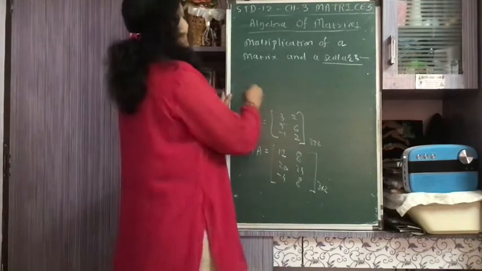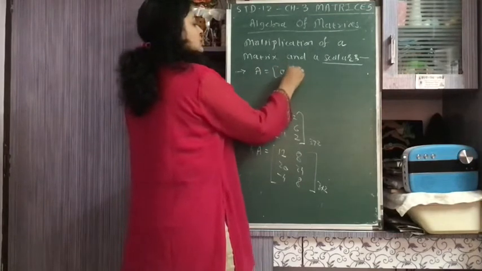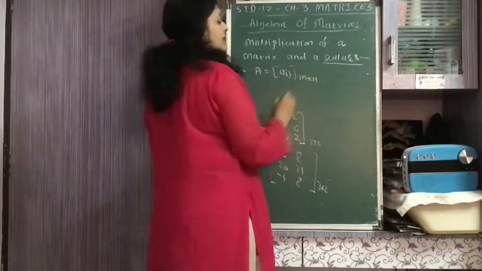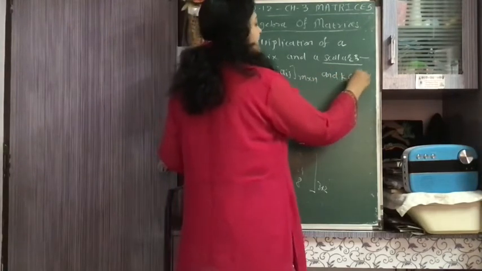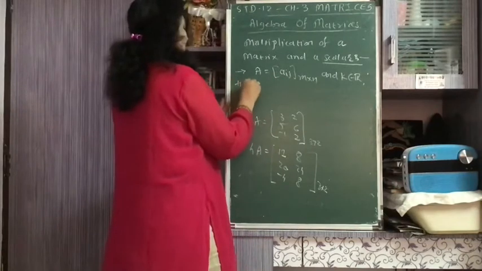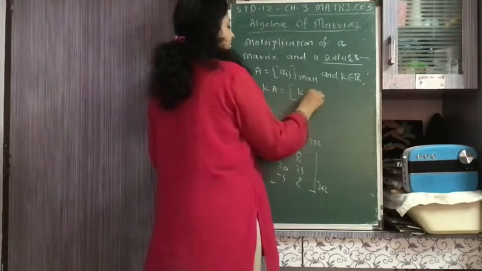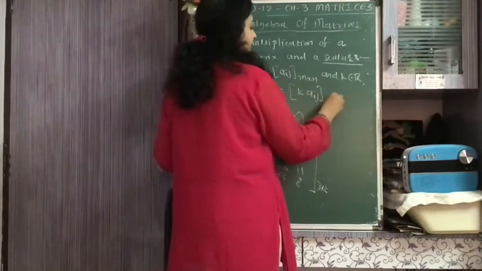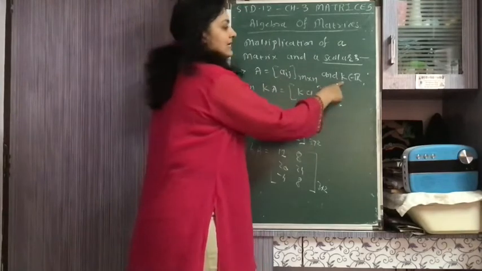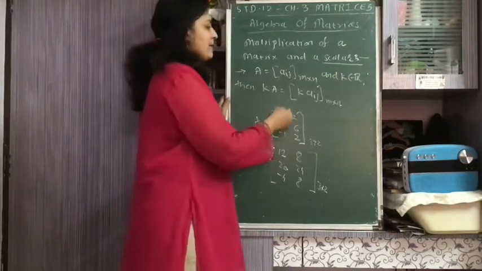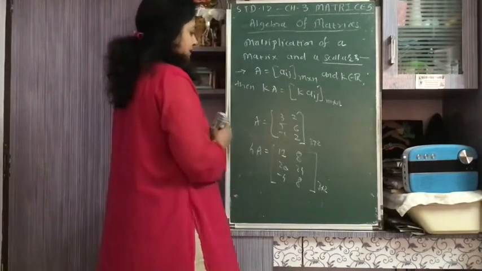Now if we generalize this and go to the definition, if A equals [aij] is any matrix of order m by n and k is a scalar, meaning a real number, then kA is the matrix [k aij], obtained by multiplying every element aij with the scalar k, and it will be of the same order as A. So this is the example.